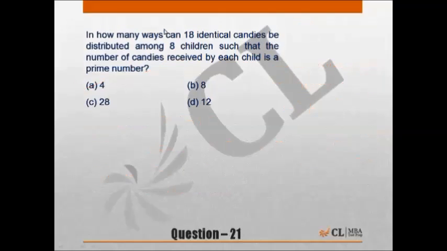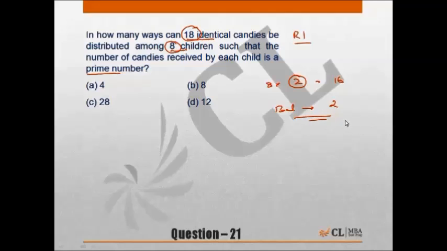Question 21. In how many ways can 18 identical candies be distributed among 8 children such that the number of candies received by each child is a prime number? A simple question of permutation combination, round 1 question. Since we have got 18 candies and 8 children, and each child has to receive a prime number of candies, the smallest prime number is 2. That means no child can get less than 2 candies. So if each child gets 2 candies, 16 candies are taken care of. 8 into 2, 16 candies are taken care of, and you have a balance of 2 candies only. And these 2 candies then have to be given to different children.